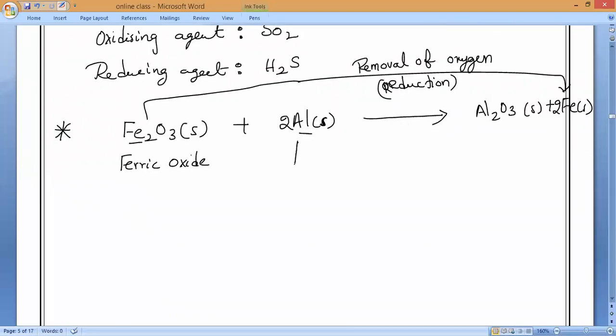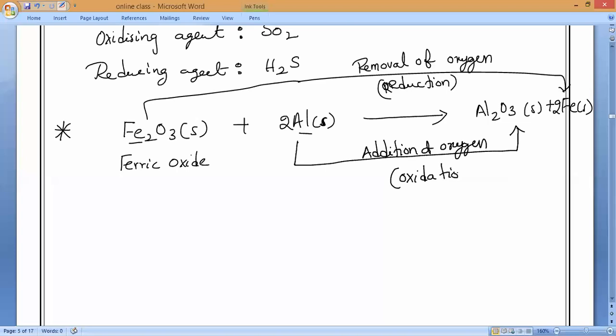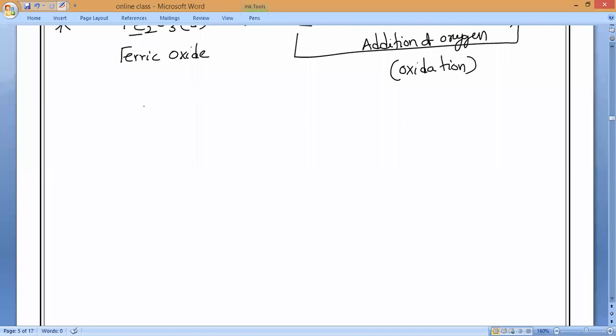Next, aluminium is going to gain the oxygen. You can see addition of oxygen. Addition of oxygen, what do we call that? Oxidation. Very good. Now, who is the oxidizing agent?